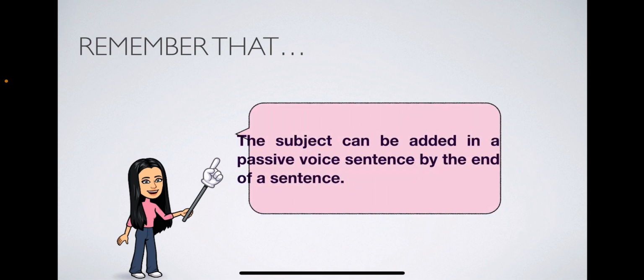Remember that the subject can be added in a passive voice, but where? By the end of a sentence. As we said, in passive voice sentences, we start our sentence with object, but actually we can add the subject at the end of the sentence, and this is optional.